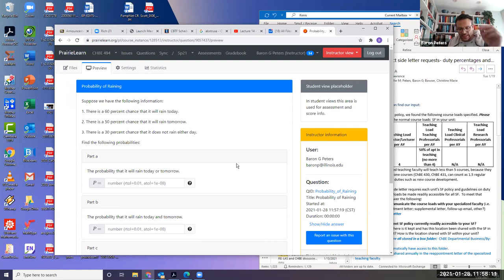The probability that it will rain today or tomorrow. Remember, the first step is to define your events. So you have today and tomorrow, and you have rain. And so you really have to define at least two events, depending on how you do this. So for those of you who haven't already done it, I would define the event A as rain today, and the event B as rain tomorrow.